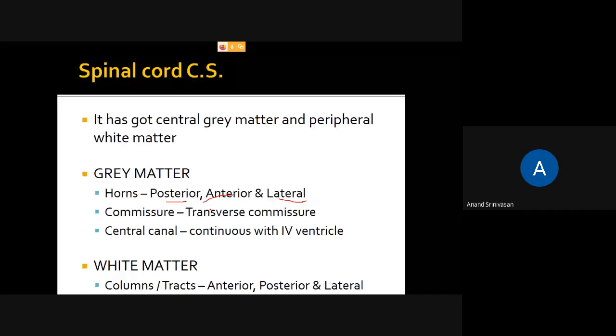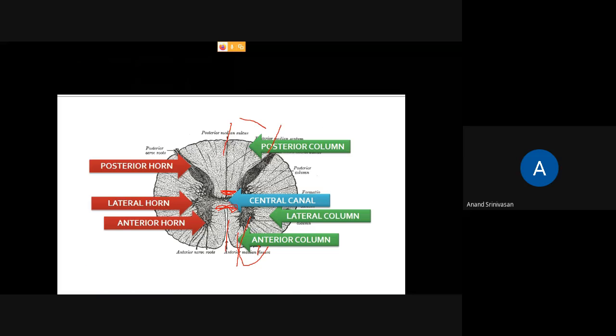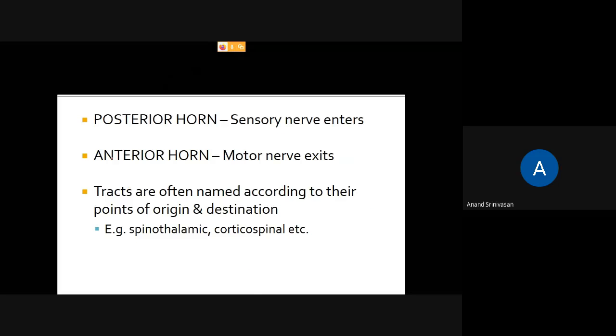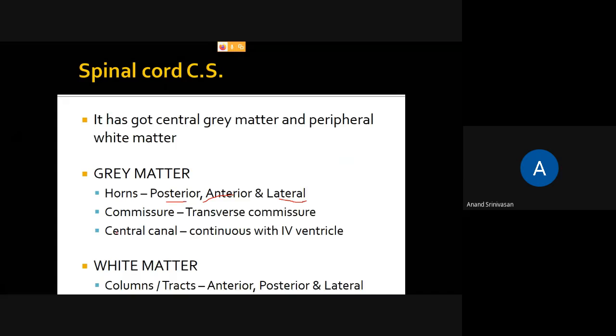Central canal. Where is the central canal? Here you can see the central canal. The central canal is connected to the brain and is continuous with the fourth ventricle. This was a TBL topic, hope you have read. Anyhow, I'll repeat it later when we find time. So the central canal is continuous with the fourth ventricle.